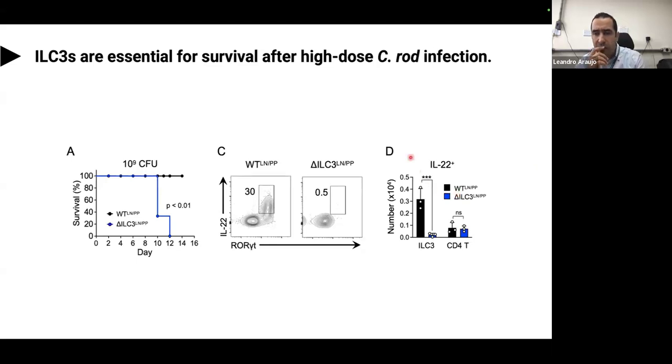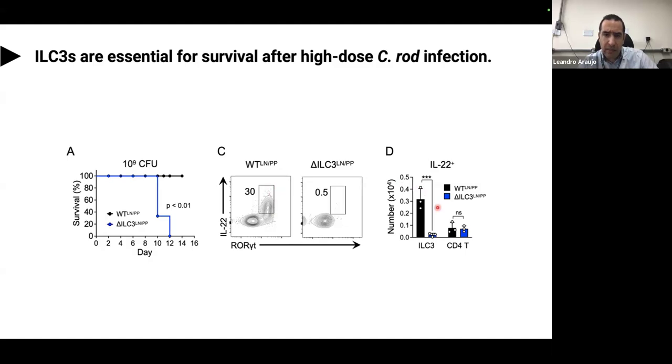So we would like to understand now, since we really have mice with lymph nodes and especially without ILC3s, we started with the high dose first to see what happened. When we infect the mice with Citrobacter rodentium at the high dose, they die at early stages as we observed before. Basically, it's due to the presence of IL-22 from the Rorc-gamma expressing ILC3s.